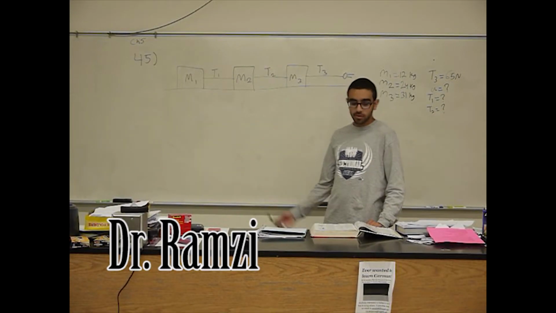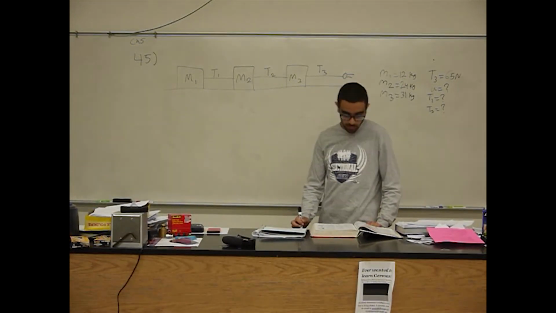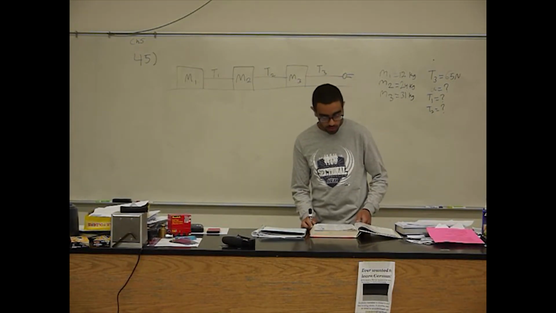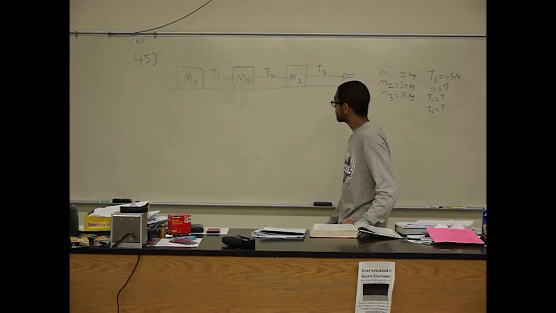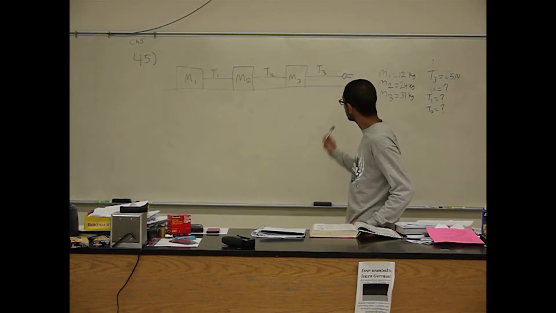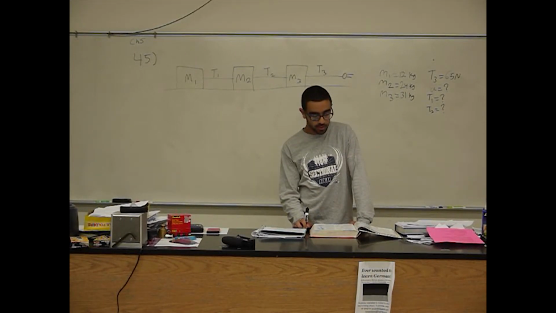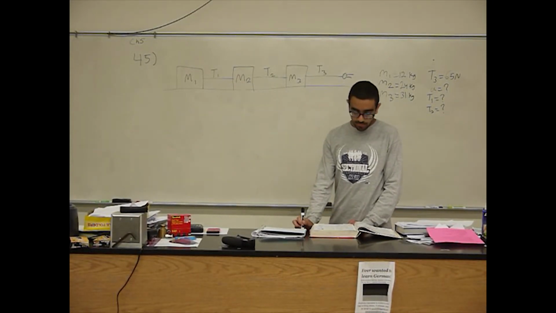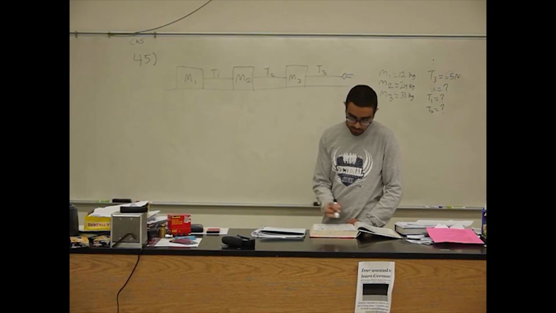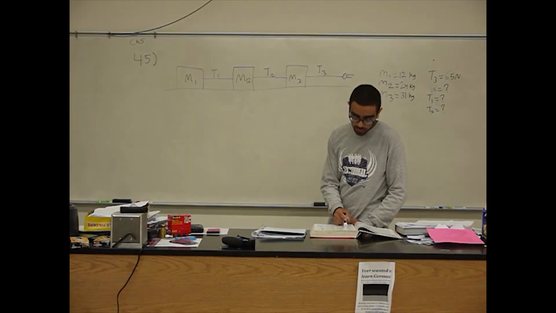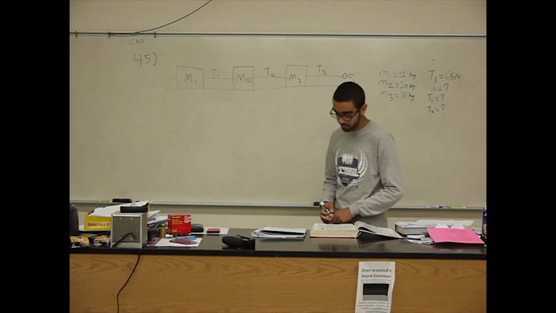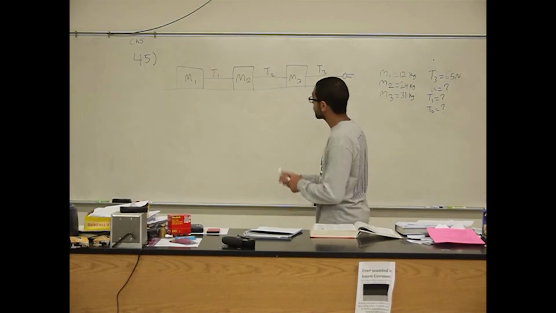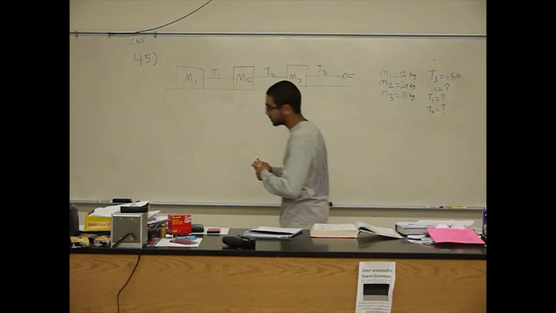If you want to open your book to chapter 5, number 45, we'll be doing the problem with you. So we have 3 connected blocks, all with strings, and a person pulling it at the end. We know T3, and we know all the masses, but not T1 and T2. First, we'll have to solve the magnitude of the system's acceleration. So first, make a free body diagram.